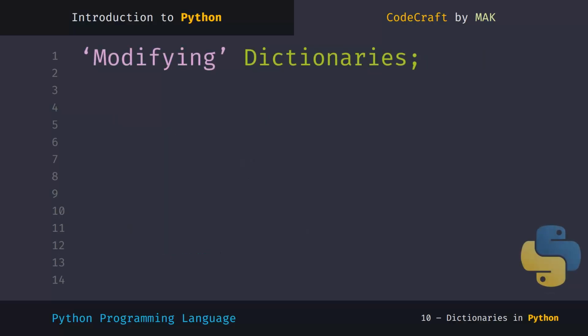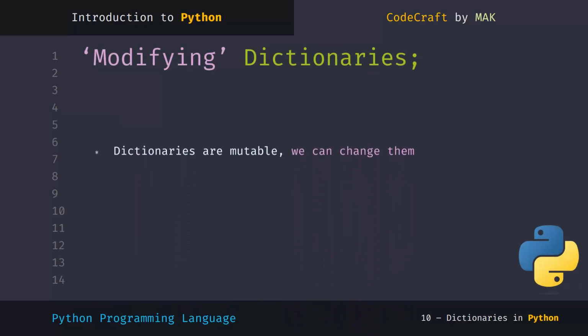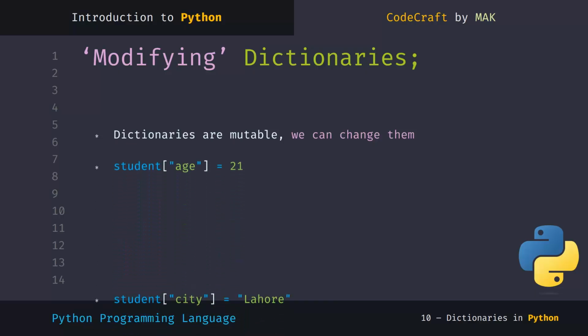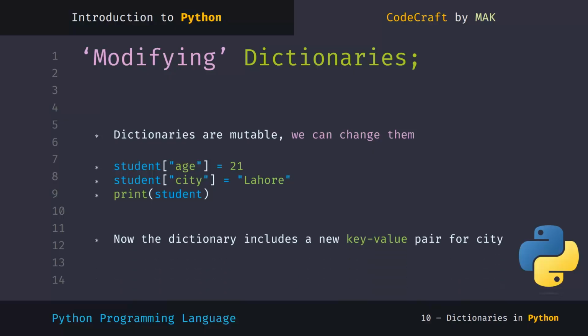Modifying dictionaries. Dictionaries are mutable, we can change them. For example, student age is equal to 21, student city is equal to Lahore, print student. Now the dictionary includes a new key value pair of city.